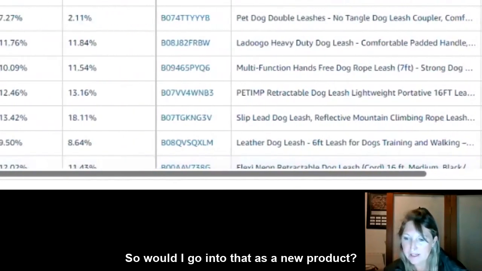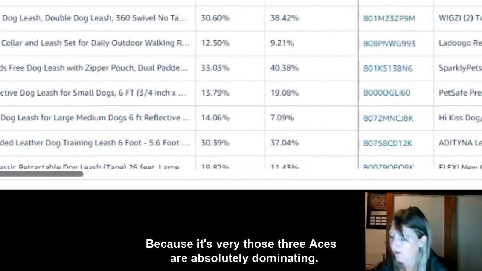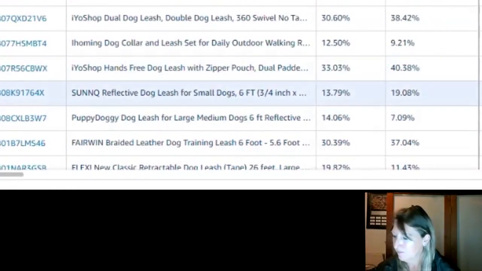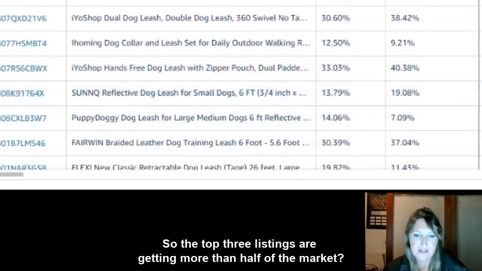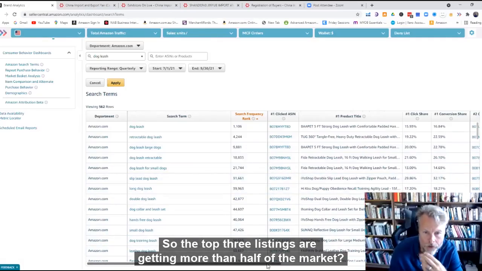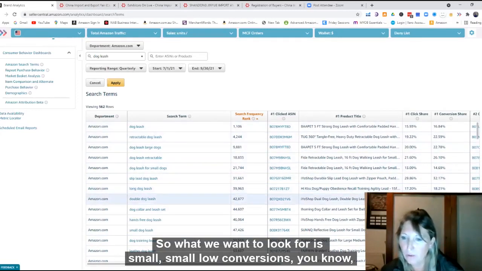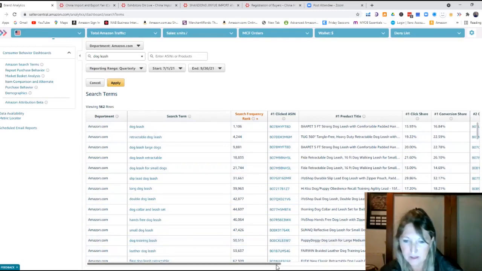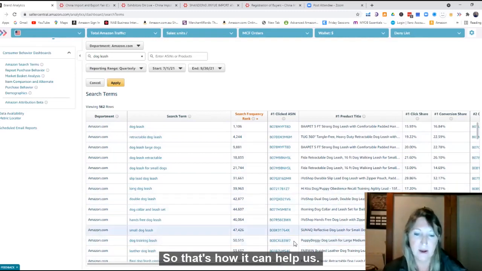So would I go into that as a new product? Probably not, because those 3 ASINs are absolutely dominating. Mm-hmm. Obviously, so it's about 54%. So the top 3 listings are getting more than half of the market. Correct. So what we want to look for is small, low conversions. Bob, dog training leash, number 1, I think, no, it's number 3. Number 1 is only getting 7%. So maybe it's more spread out. So that's how it can help us.